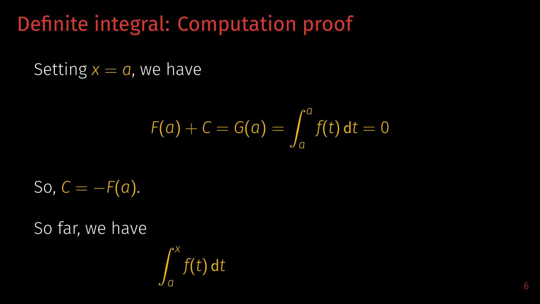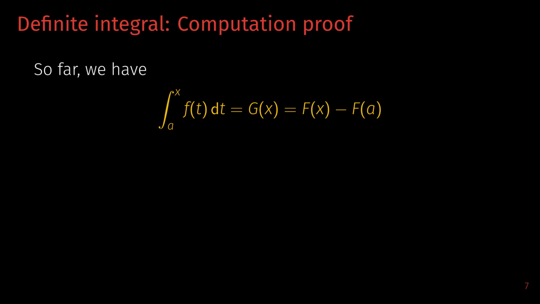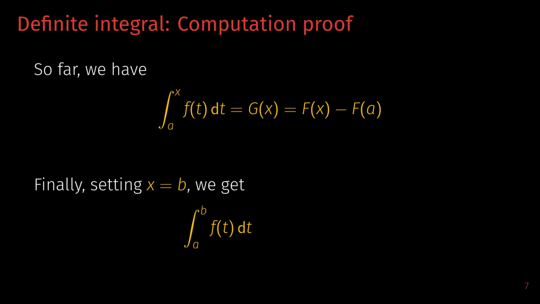So far, we have the definite integral from a to x of f of t with respect to t equal to g of x, which is uppercase F of x minus uppercase F of a. So we have this expression, and the final thing we have to do is set x equal to b to get the integral from a to b of f of t with respect to t equal to uppercase F evaluated at b minus uppercase F evaluated at a.